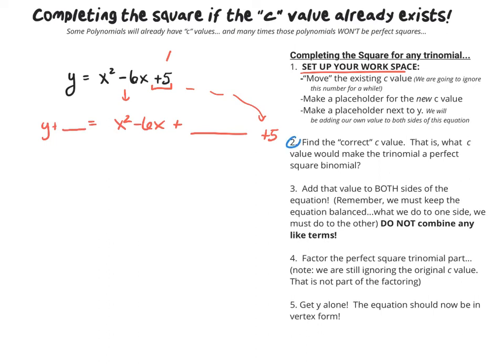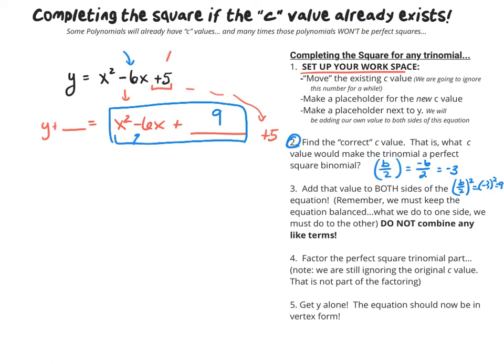Now step number 2 is we need to find the correct C value. And remember, the correct C value we always find by doing b/2. And then we square it. So I like to show my work in 2 steps. So if I took my b value, which is -6, and I divided that by 2, that would give me -3. So then in the second step, b/2 squared would be -3 squared, which is just 9. So I know that if I put the number 9 here, this trinomial would be a perfect square trinomial. And if I added 9 to the right side, I need to add a 9 to the left side.